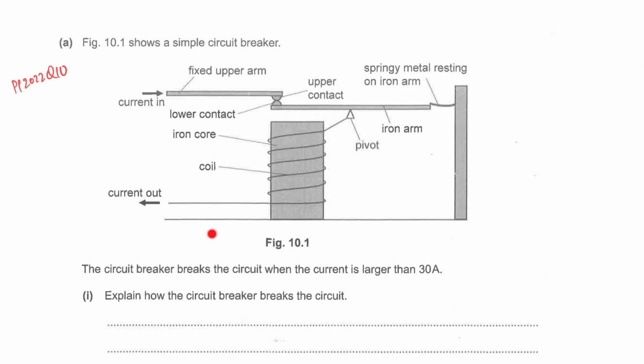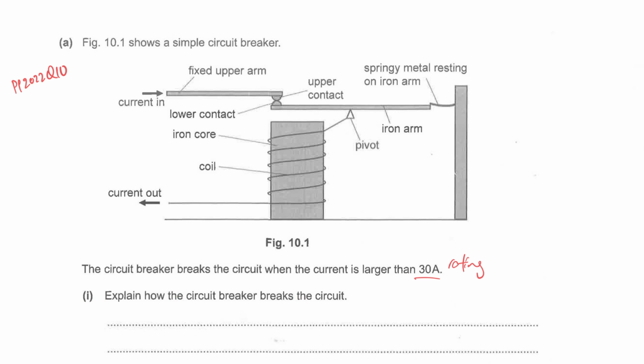In this question, you have a circuit breaker here, and the circuit breaker breaks when the current is larger than 30 ampere. That means to say the rating of this circuit breaker is 30 ampere. Anything less than 30 ampere, the current can just flow through and it won't trip.